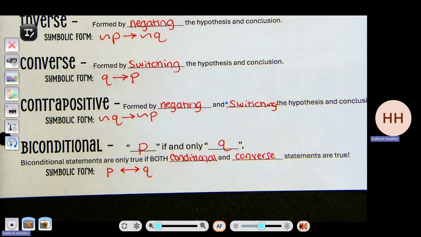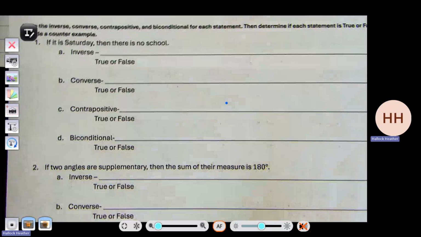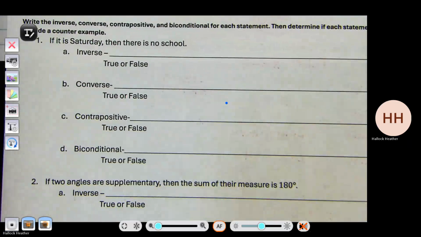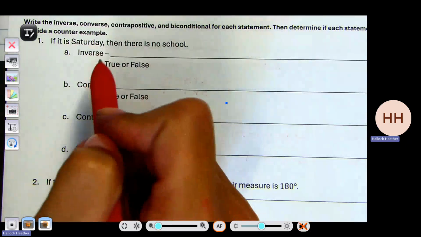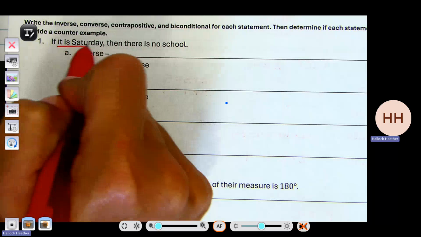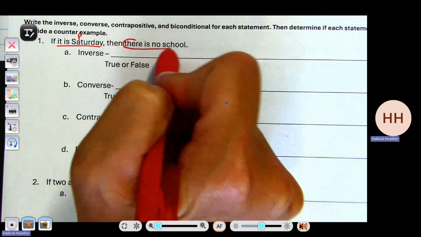Okay. So if I give you the statement on the backside, it says, if it is Saturday, then there is no school. The first part is my P, my hypothesis. The second part is my Q.